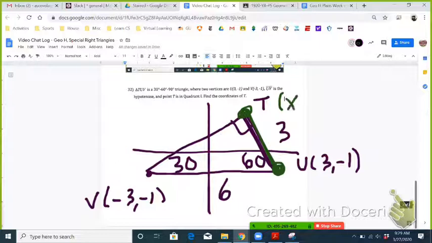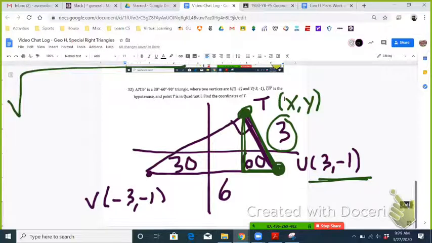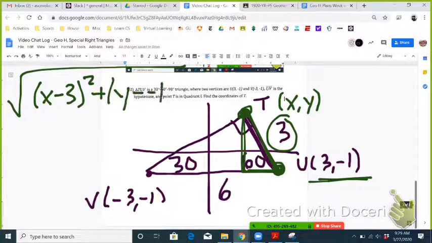So another way to think about it is we're trying to find the coordinates of x and y. So instead of trying to figure out how much we move left or up to get 3, we're going to use the distance formula. So pretty much we're trying to find the coordinates of T so that the distance is 3 to point 3 comma negative 1. So if we write it out with the distance formula, we get x minus 3 squared plus y minus negative 1 squared is equal to the distance 3.